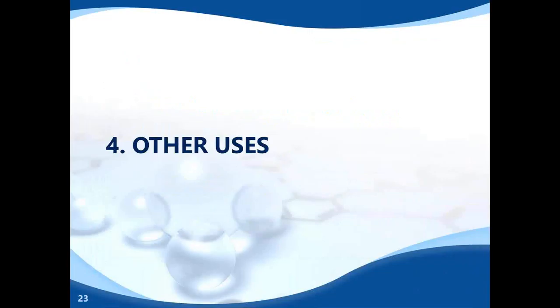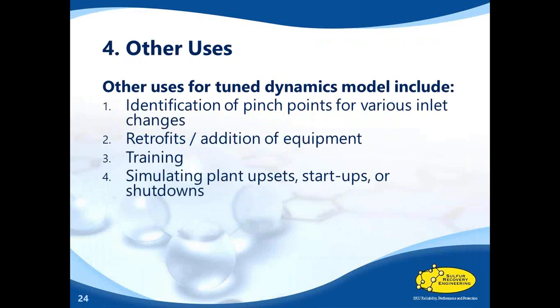Now let's move on to other uses of a tuned dynamics simulation. We've alluded to some of these ahead of time, but we'll repeat them now. Other uses, like we said, similar to this paper: identification of pinch points for various plant inlet changes. Another is the retrofit or addition of equipment. Say you want to know, okay, we need to replace valve A on the main air line, but we don't have the same valve A anymore. We've got model XYZ instead. How is this going to affect my SRU?